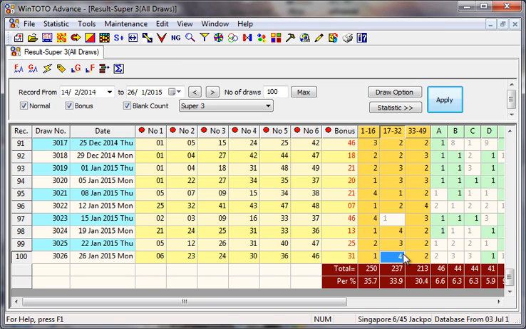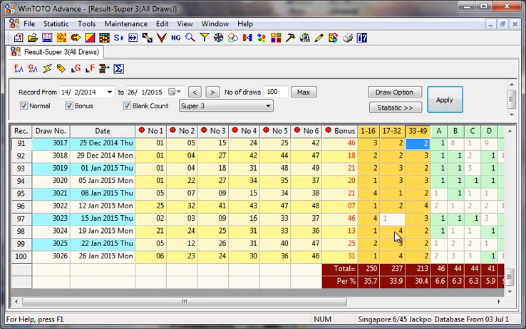The first group is called the small numbers, starting from 1 to 16, right? The medium numbers, sorry, is 17 to 32. The big numbers start from 33 to 49. Now, after we have categorized them, you will find that looking at them is much easier. At least we know where the numbers are coming from.